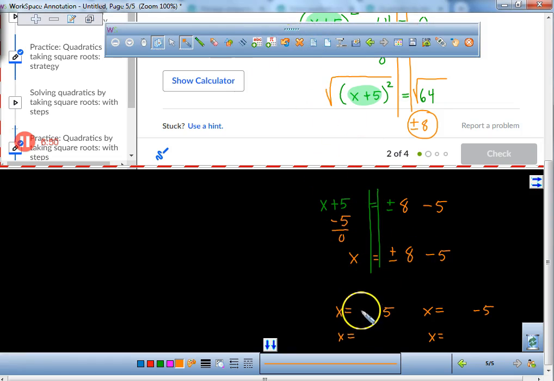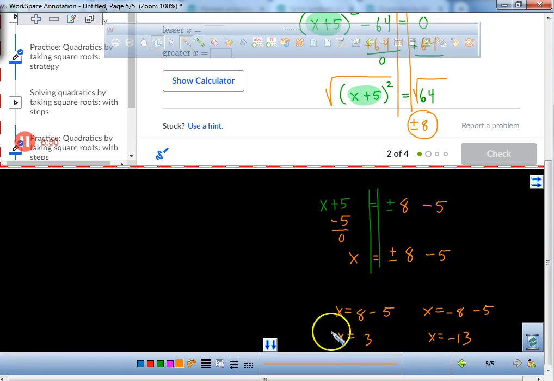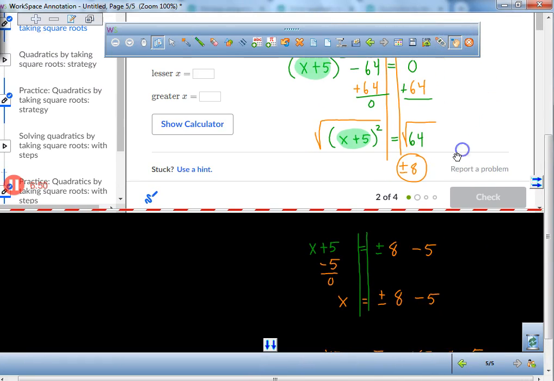All right, so here we go. We have 8 minus 5 and negative 8 minus 5. That's going to make it a lot better answer. We got a 3 and a negative 13. 3 and negative 13.